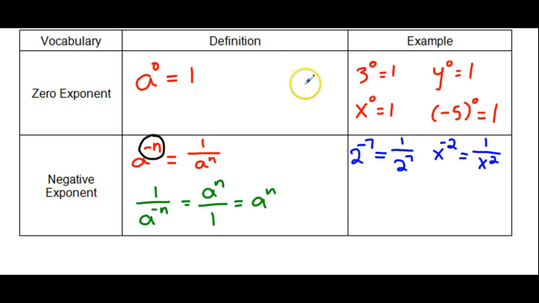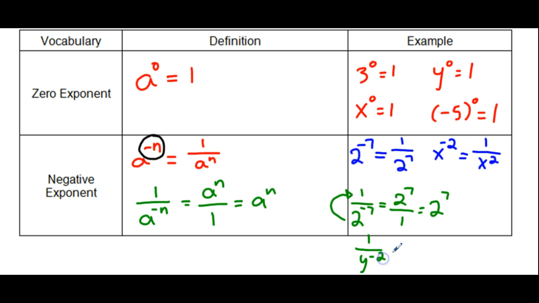Or the opposite might happen, right? So again, let's do 1 over 2 raised to the negative 7. Again, this negative 7 is not allowed, so we're going to flip it. We're going to put all of this on top and put 2 positive 7 over 1, which is just 2 to the 7th. All right. One more example, say 1 over y to the negative 2. Again, this is not allowed, so we're going to take this whole thing and put it on top, and that's going to be y positive 2 over 1, which is just y positive 2.